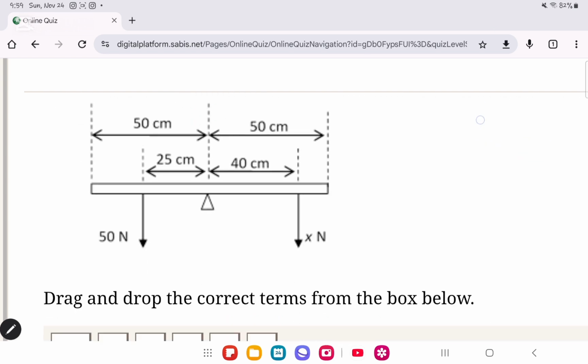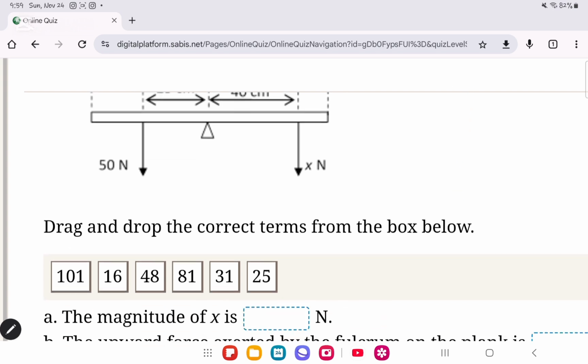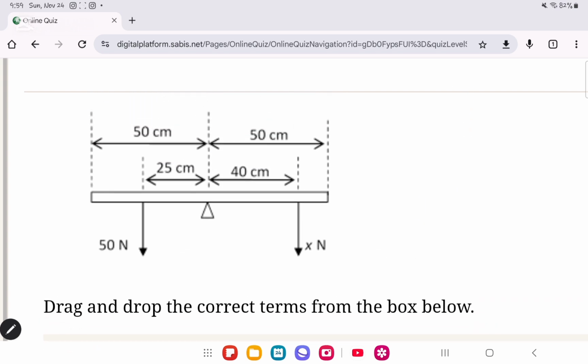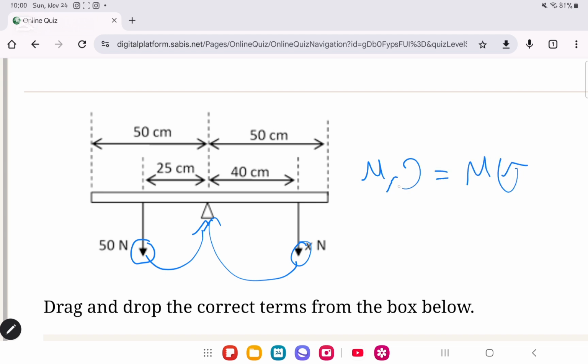So if we go down, we are seeing they are asking us in part A for the magnitude of x newtons. We have 15 newtons pointing downwards, okay? And it is a clockwise rotation, okay? We also have x newtons pointing downwards and it's a counterclockwise rotation. So that means we have the moment clockwise and we have the moment counterclockwise. So we can very simply do moment clockwise is equal to the moment counterclockwise. So we know moment is equal to force times perpendicular distance.